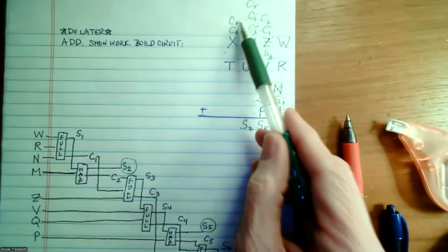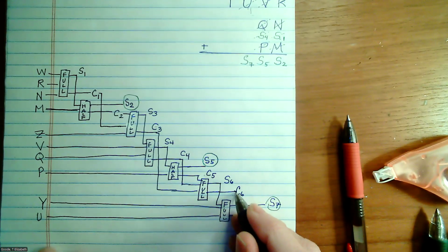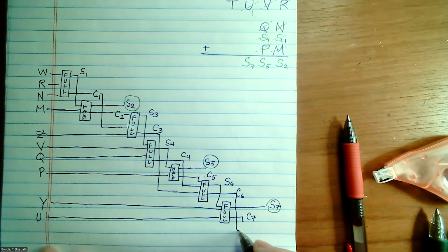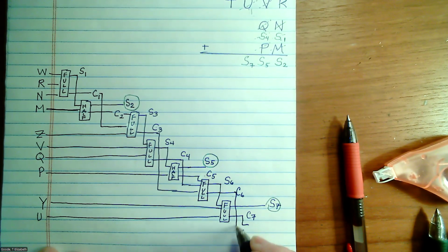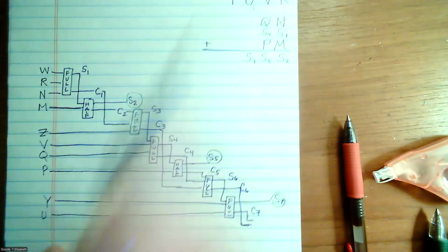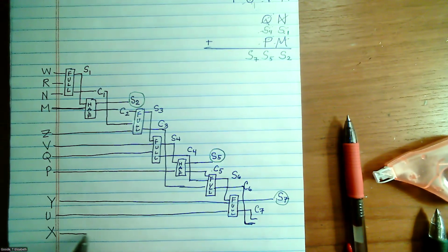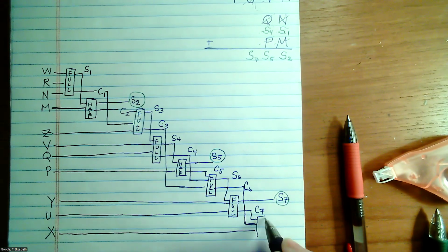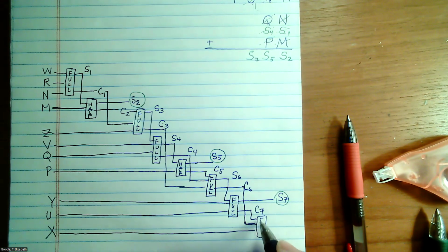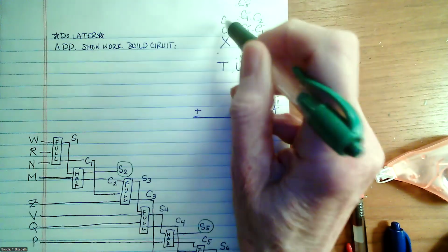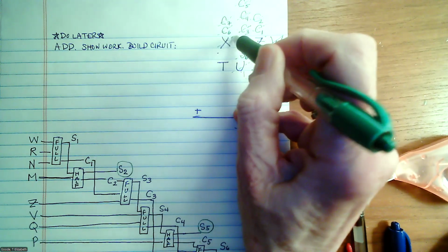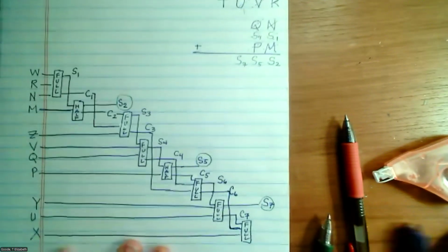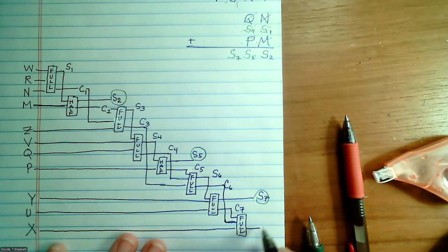All right, now what do we do? We add C7, C6, and X. That's exactly right. So here's our C6 wire. We'll just bend it down. And here's the C7 wire. And we need X. And it's 3 wires, so we run it through a full adder. What is the output from that? From adding C7, C6, and X? We get C8 and S8.